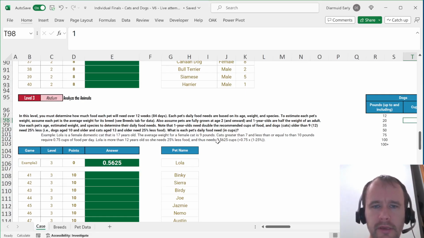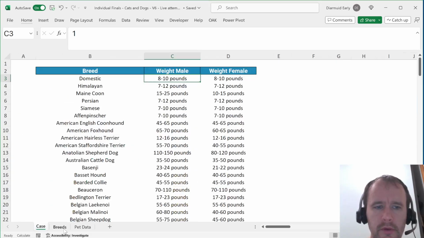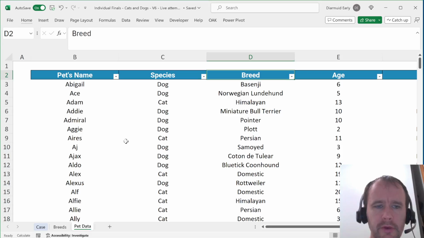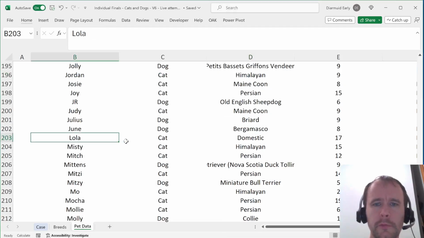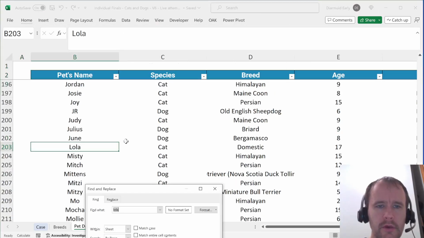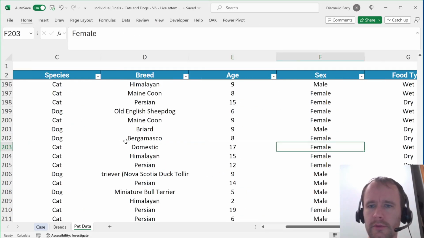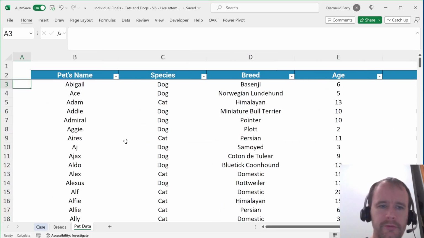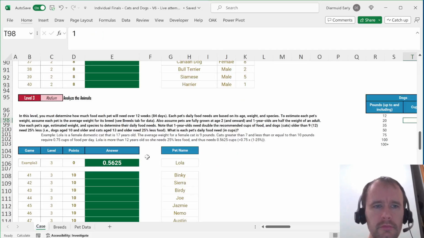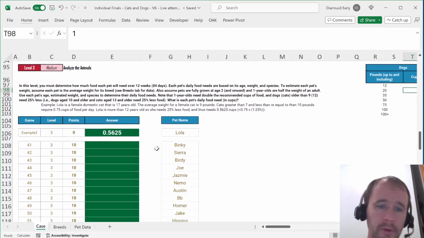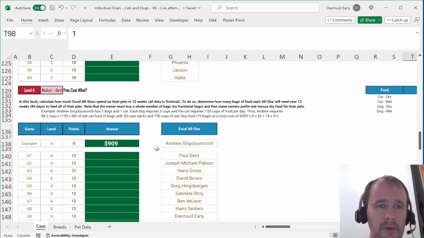Okay. Whew, alright, fine. Example, Lola is a female domestic cat that is 17 years old. The average weight for a female cat is 9 pounds. So, hang on. Female domestic, average 9 pounds. Yes, fine. Let's look at Lola. Cat, let's freeze panes here so we can actually see the headers. So she's 17, female, food type wet. Okay, fine. What is each pet's daily food need in cups? Okay, fine. I think that's fine.